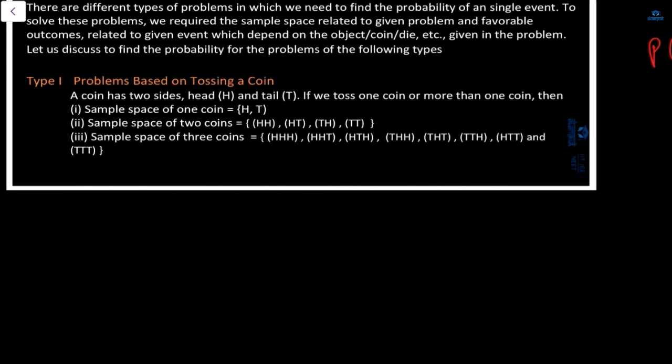For 2 coins, obviously on both coins you can get head, head. On both coins you can get tail, tail. On the first coin you can get head and then on the second tail, or on the first coin tail and then head. Similarly, there is a sample space for 3 coins. You should know this to solve problems based on coins.